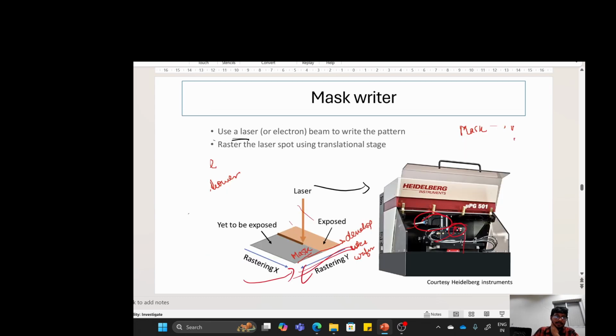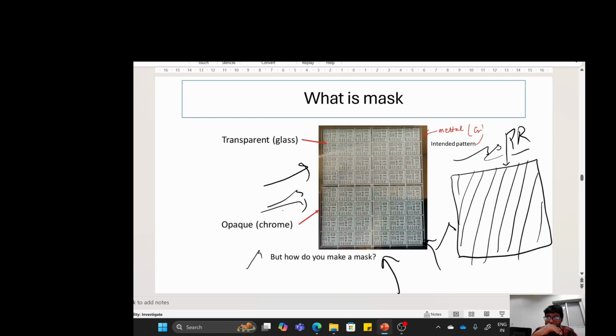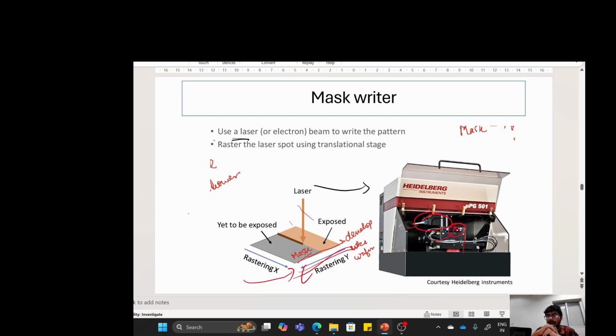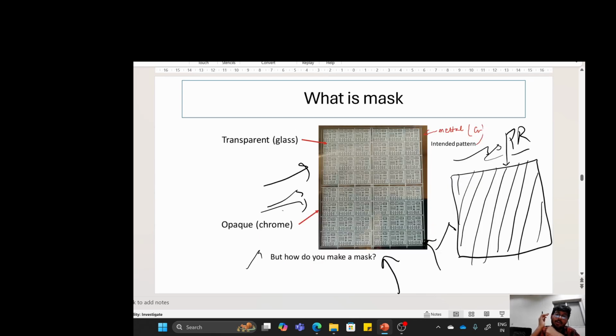Anil, just one question. In the previous slide you mentioned that while making the mask, there is a chrome plate with certain patterns. No, we write the pattern by the process I am mentioning now. With this we write the pattern. And the photoresist is already there over the chrome.